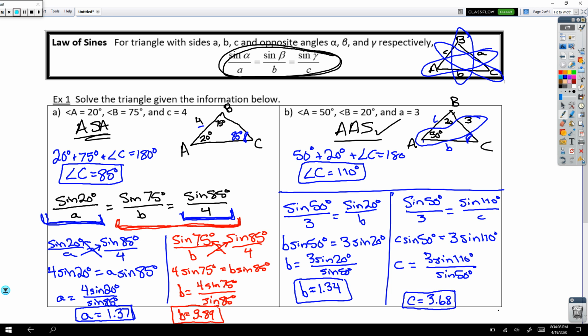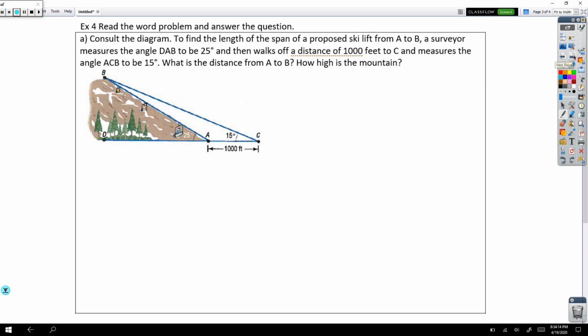Now, real quick, we're going to do 2 more problems, but they are word problems, unfortunately. But let's look at utilizing the law of sines to help us solve a word problem. Alright, so this one gives us the picture already made, which is kind of nice. So, consult the diagram. To find the length of the span of a proposed ski lift from A to B, so what we're trying to find is this length right here, A to B.